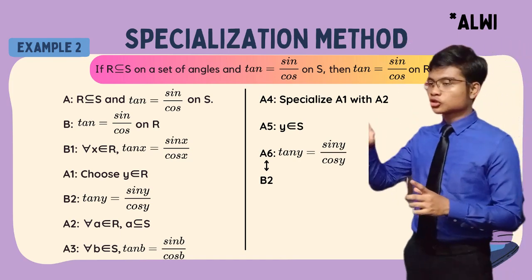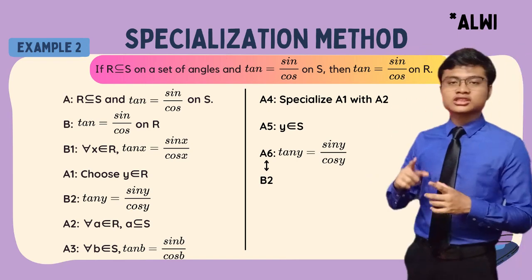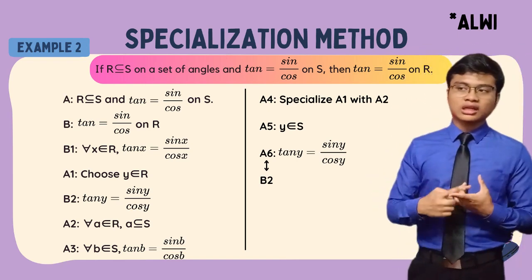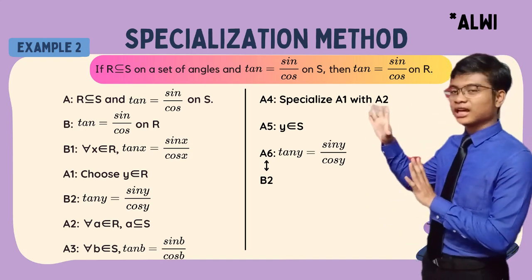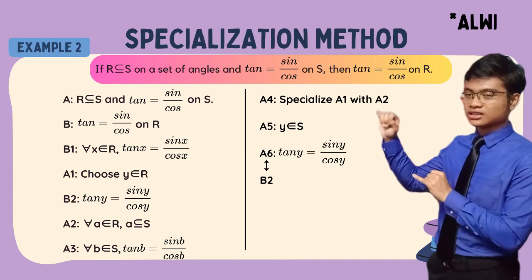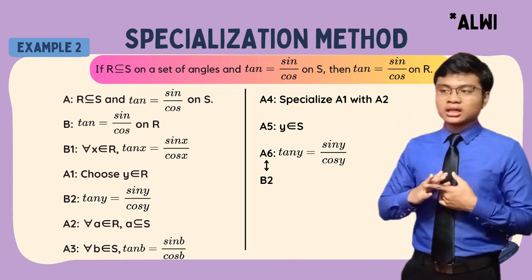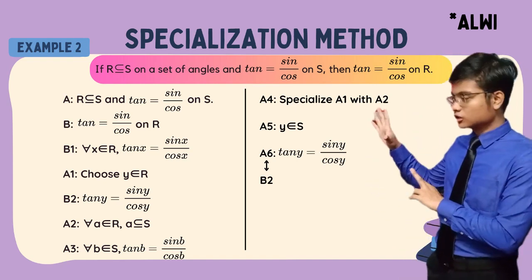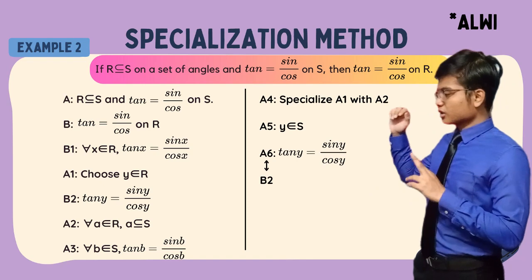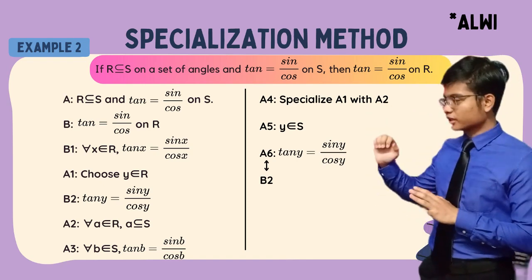Okay, in order to show that tangent equals sine over cos on set R, it must first be shown that for all X an element of R, we have tangent X equals sine of X over cos X. Then we let Y be an element of R, giving us tangent Y equals sine Y over cos Y.